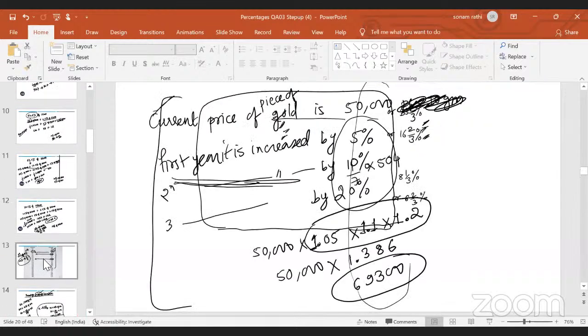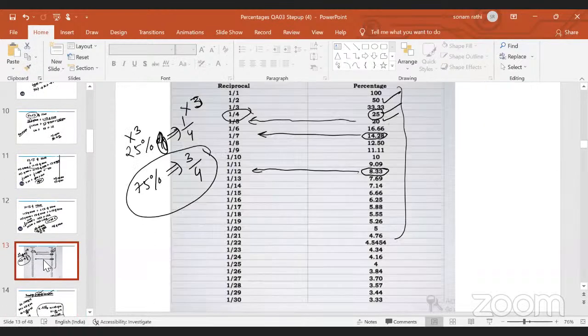All of you, please remember this list. This will help you solve questions faster. You will be able to solve questions in a much faster manner if you remember this list. You don't have to do a lot of calculation. If you remember what 14.28 is, 14.28 is 1 by 7, so you can directly divide the number by 7.